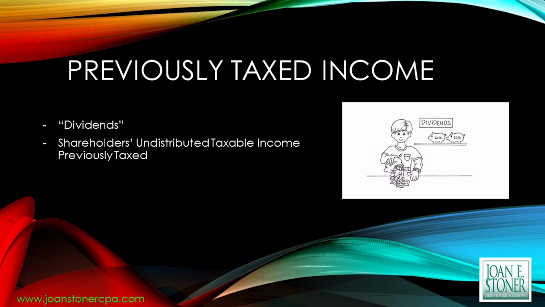Previously taxed income. Perhaps one of the most confusing areas of S-corporations is the ability of shareholders to take distributions from the S-corporation that will not be taxed. The distributions won't be taxed because they have been previously taxed through the S-corporation. The detail of these transactions are summarized on page 5 of the S-corporate return in a section called Schedule M-2, Analysis of Accumulated Adjustments Account, Other Adjustments Account, and shareholders' undistributed taxable income previously taxed.